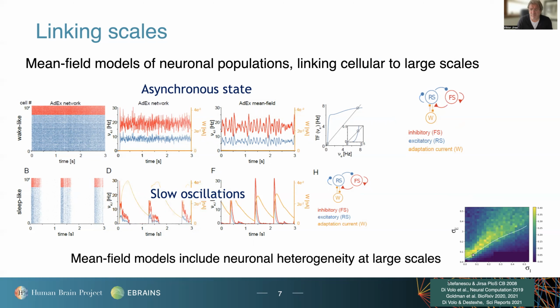This is an example from Di Volo et al. In fact, a simulation of a network of a few thousand inhibitory and excitatory cells under different parametric conditions. You see here intended to model sleep-like spindle states and slow oscillations in sleep, and wake-like activity representing asynchronous states that we have present in the awake state.